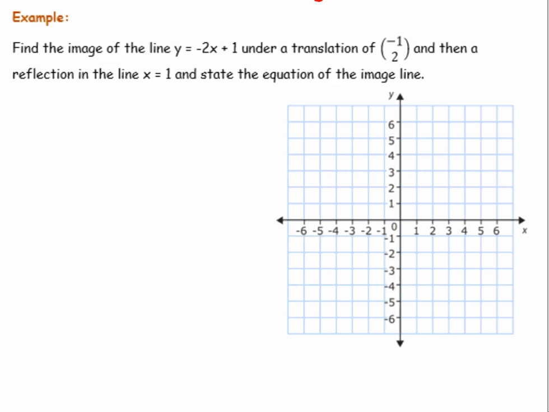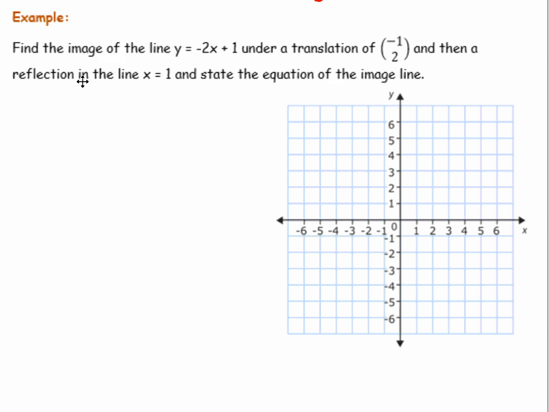Left off. Find the image of the line y equals negative 2x plus 1. It's under a translation of negative 1 and 2, so going back to lesson 1, translations, but then also a reflection after that in the line x equals 1. So we're meant to do that, and we're meant to state the equation of the image line. So this is like a combined transformation. It's a combination of a translation and a reflection. So it's a little bit tricky, this one.